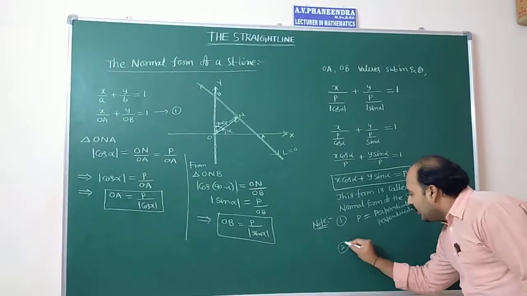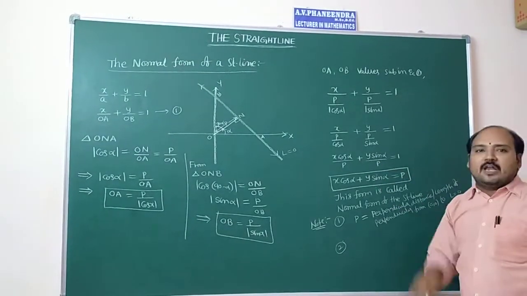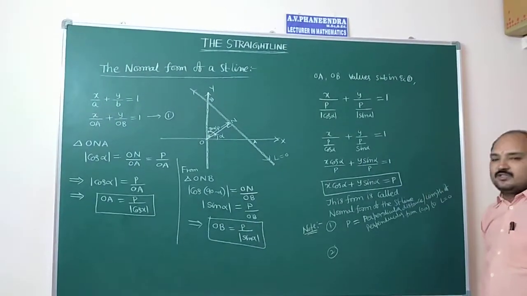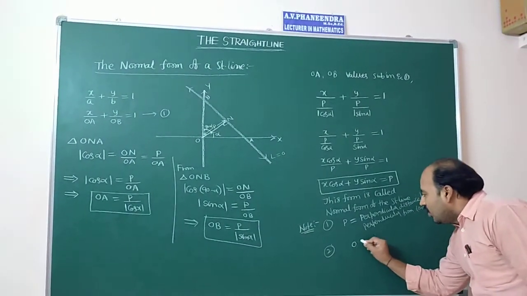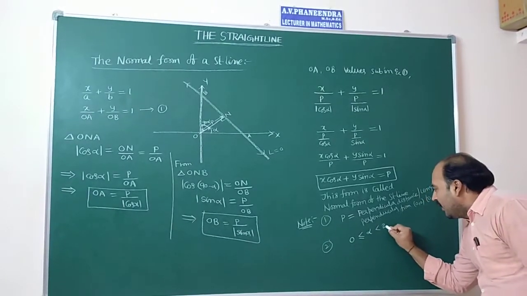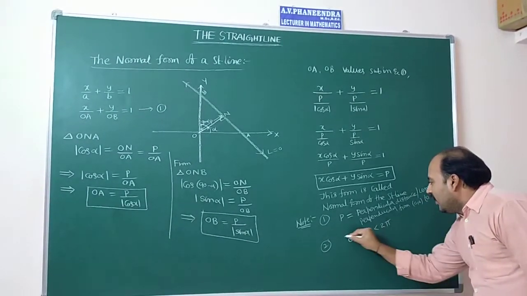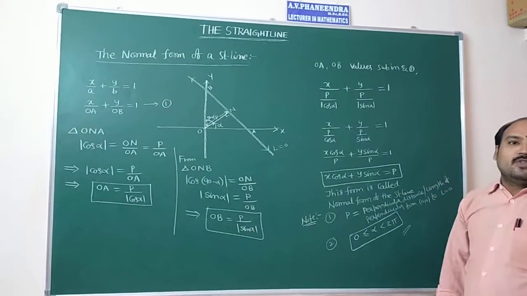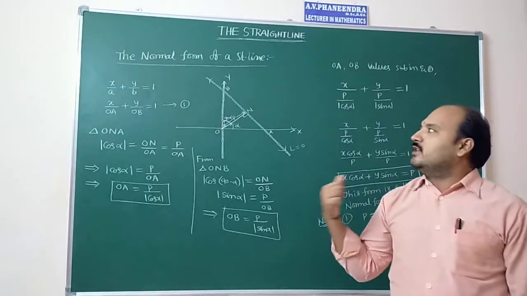And one more important thing you have to remember: ON makes an angle alpha with the positive x-axis. That alpha value is always 0 less than or equal to alpha less than 2 pi, only in between these intervals. You have to remember, very important. I will give examples regarding this.